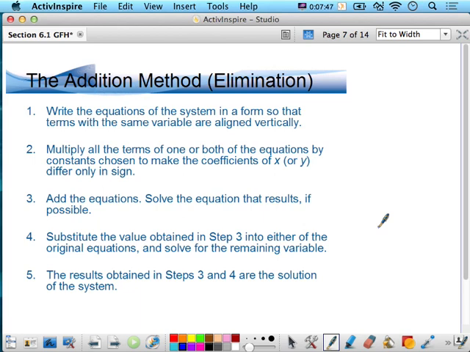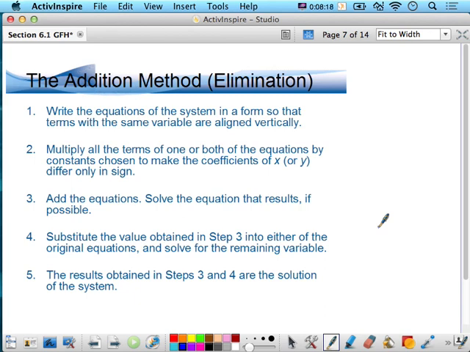Then we're going to multiply all of the terms of one or both of the equations by constants that are chosen deliberately to make the coefficients of the x or the y, it can be your choice, differ only in sign. So we want them equal but opposite. So if we have a positive 5x, we want a negative 5x. If we're trying to eliminate the y variable, if we have a positive 8y, we want to turn the other one into a negative 8y. So we need to get them equal but opposite.